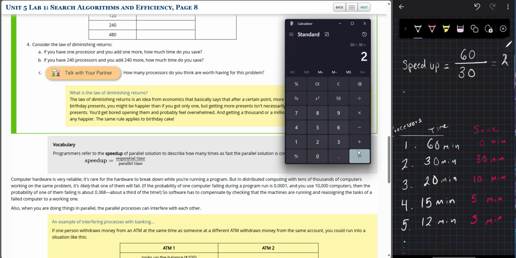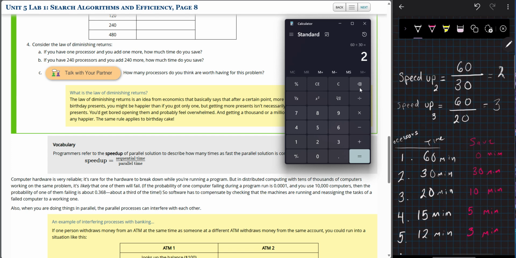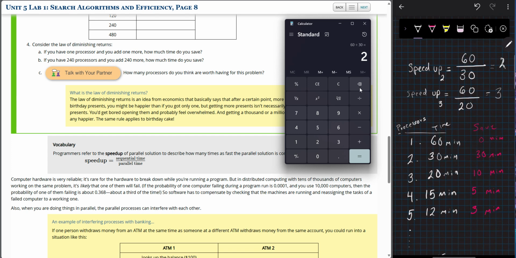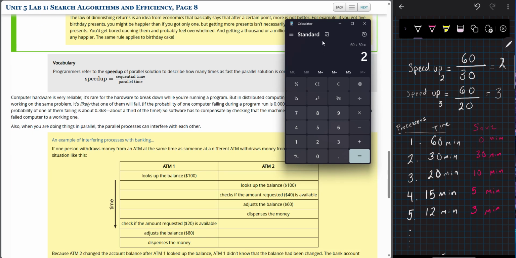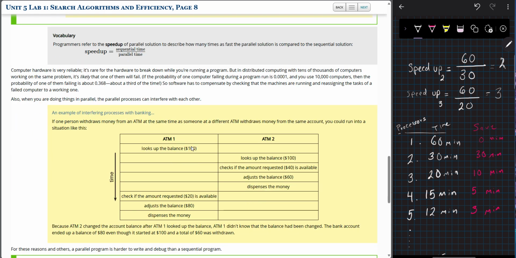If we try to do speed up for, let's say, 3 processors, now we have 60 divided by 20, because that's what it takes us right here. This would be 3. So a bigger speed up from 2 processors to 3 processors. This is important because there are times where parallel processes are crucial.